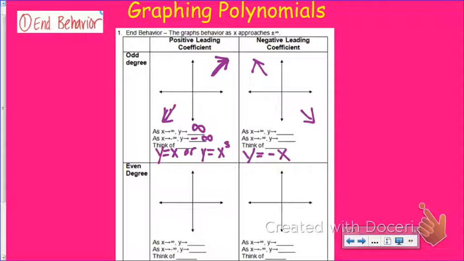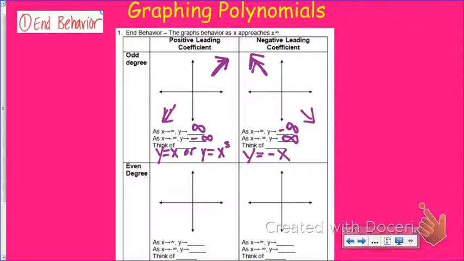If I look at that picture, as my x's approach infinity, this time my y's aren't getting bigger, they're actually getting smaller. So as x approaches infinity, y is approaching negative infinity. Same thing on the left side: as x approaches negative infinity, this time my y's are getting bigger, because as those x's move smaller to the left, those y's are moving up towards the top. So y is approaching positive infinity.